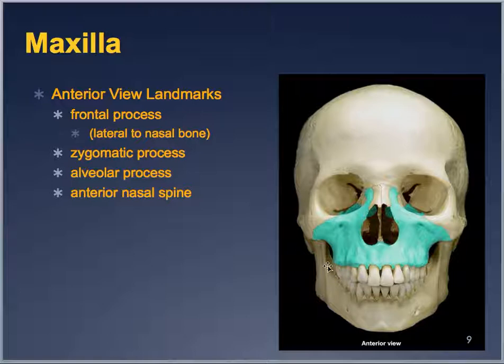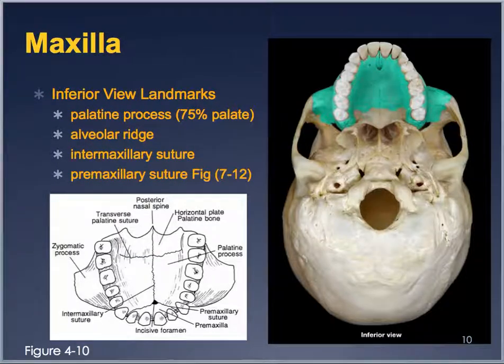The fourth structure or landmark to point out on the maxilla here on the anterior view is an anterior nasal spine that would be shown right behind where this cursor is located. We'll see it better on a lateral view. But first, let's take an inferior view of the maxilla within the skull.